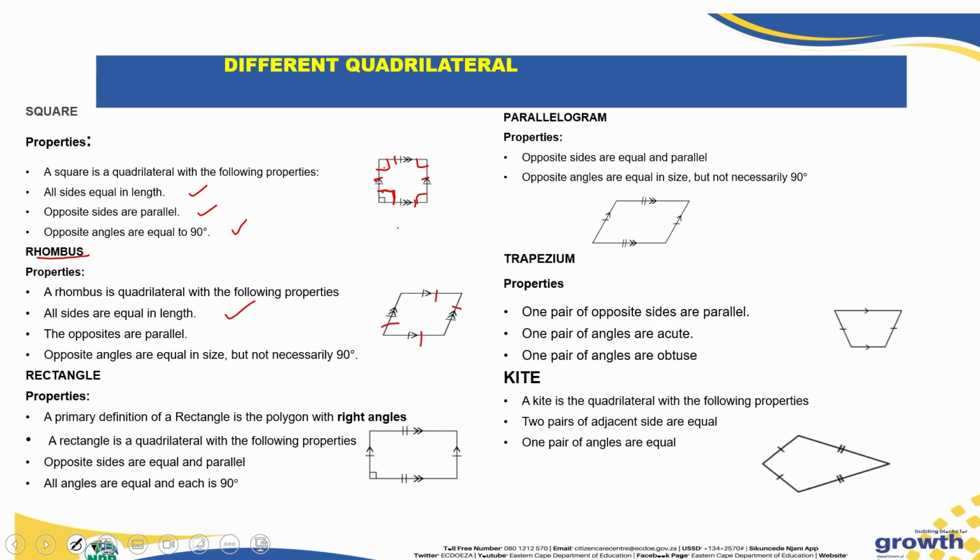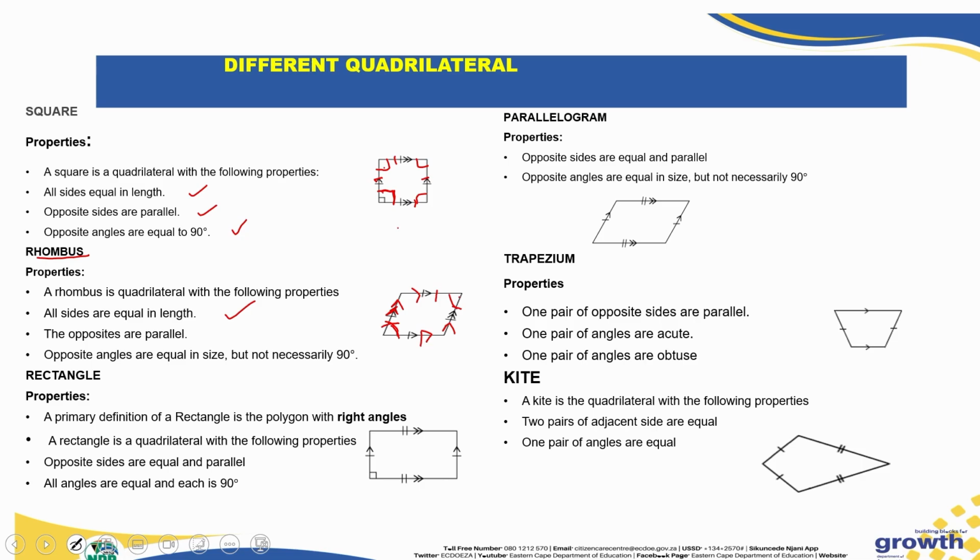What's different, or what's also the same, is that opposite sides are parallel to each other. This side is parallel to this one, and this one is parallel to the other one. That's what makes a rhombus different from that one, or the same. But what's different is that if you are looking at the angles of the rhombus, they are not 90 degrees. Therefore, these sides are not perpendicular to each other.